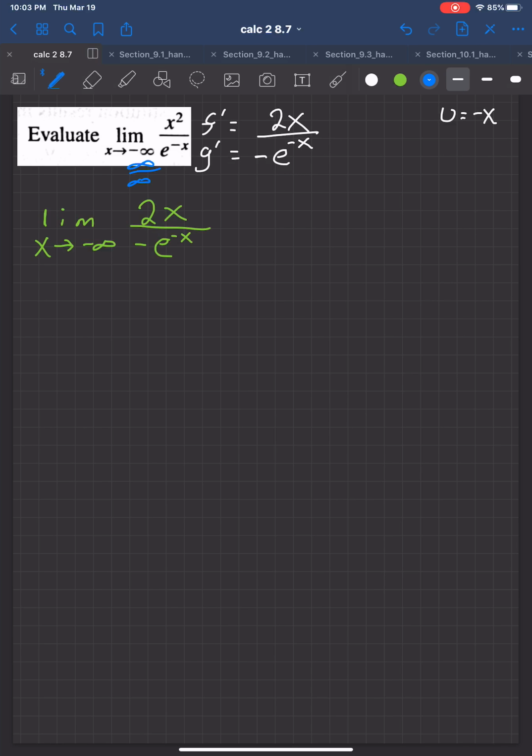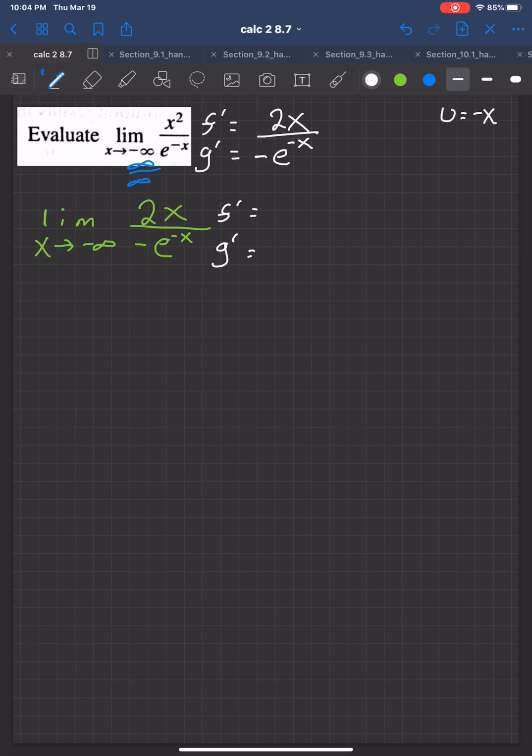Okay, so indeterminate. So we use L'Hopital's rule. Now, if you were to evaluate the limit right now, you would get negative infinity over negative infinity. It's still undetermined as to whether the limit actually exists. Right? So, well, what do we do? We use L'Hopital's rule again. So let's go ahead. We're going to take the derivative of the numerator. We're going to take the derivative of the denominator.